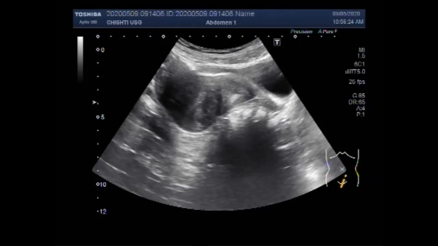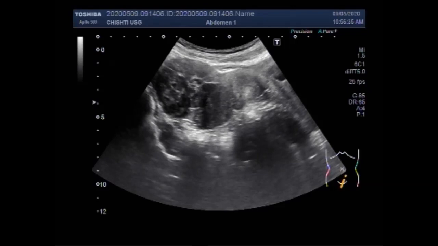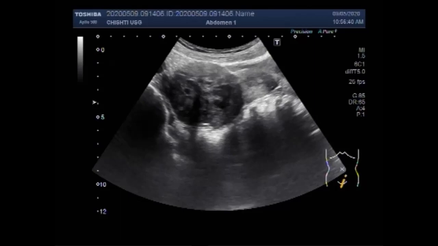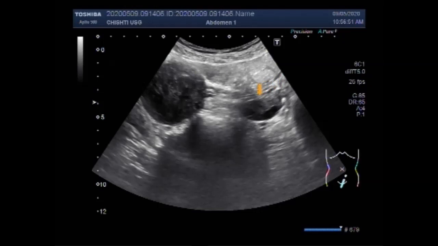The two tests used most often, in addition to a complete pelvic examination, to screen for ovarian cancer are transvaginal ultrasound and the CA125 blood test. Ultrasound can help find a mass in the ovary, but it cannot actually tell if a mass is cancer or benign. Now you can see this is the right ovary and this is the mass in the left ovary.